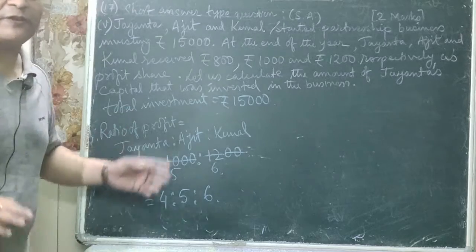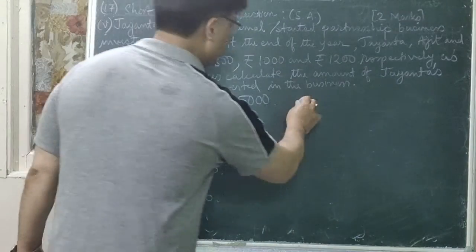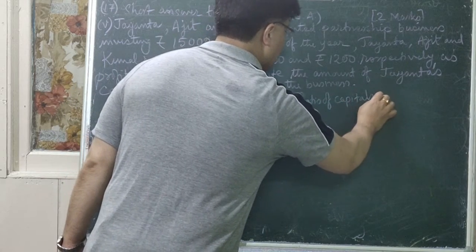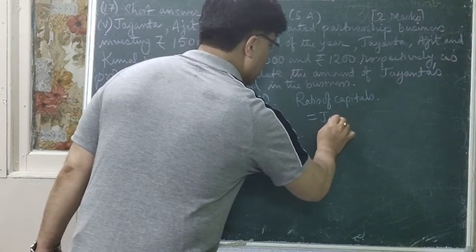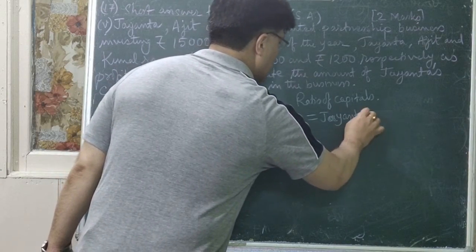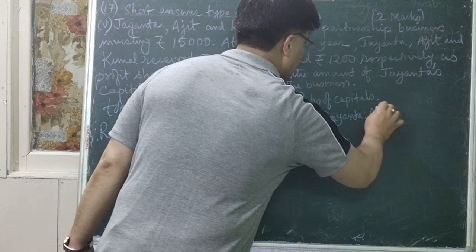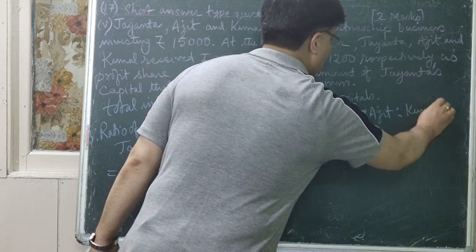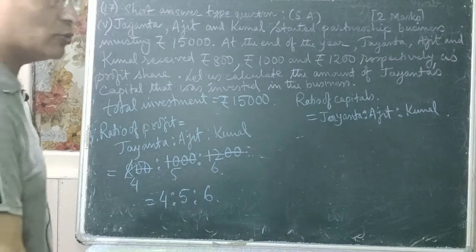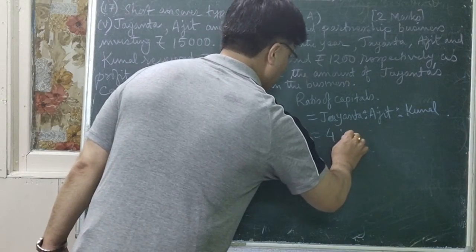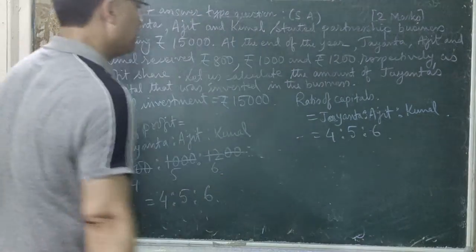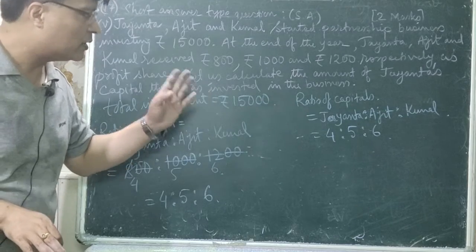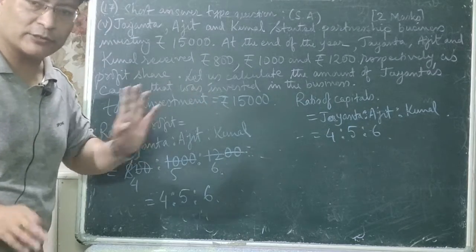And this ratio of profit will be the ratio of their capitals. Okay, so the ratio of capitals is equal to Jayanta is to Ajit is to Kunal, which is equal to 4 is to 5 is to 6. So the ratio of capitals or ratio of their investment is Jayanta is to Ajit is to Kunal is equal to 4 is to 5 is to 6, right?